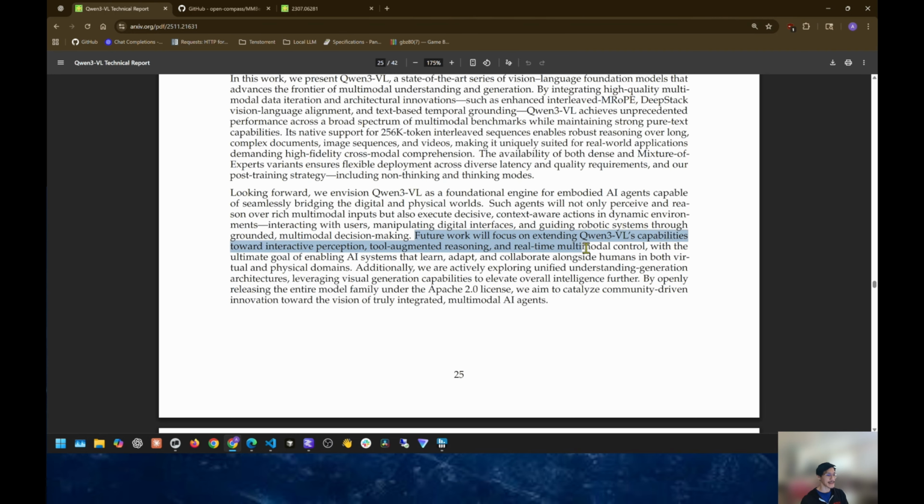Future work will focus on extending Qwen3-VL's capabilities towards interactive perception, tool-augmented reasoning, and real-time multimodal control, with the ultimate goal of enabling AI systems that learn, adapt, and collaborate alongside humans in both virtual and physical domains. Additionally, we are actively exploring unified understanding-generation architectures, leveraging visual generation capabilities to elevate overall intelligence further. By openly releasing the entire model family under the Apache 2.0 license, we aim to catalyze community-driven innovation towards the vision of truly integrated multimodal AI agents.